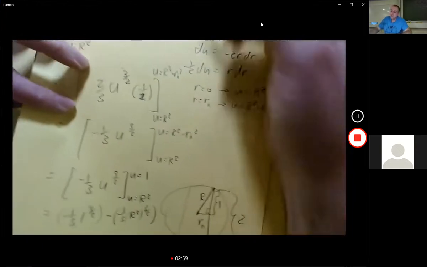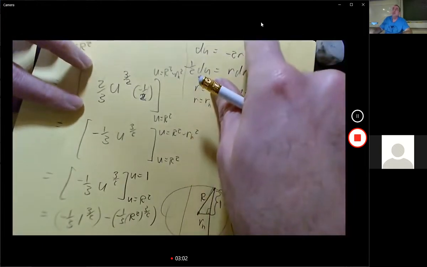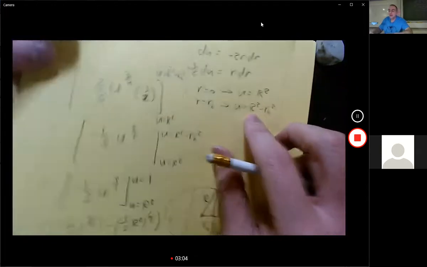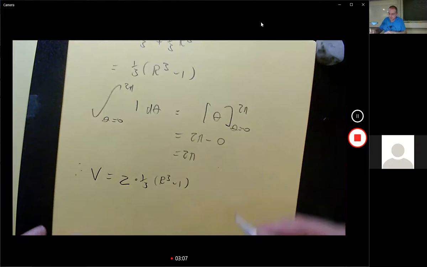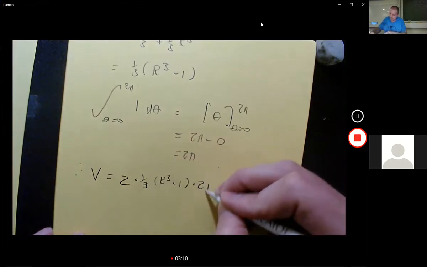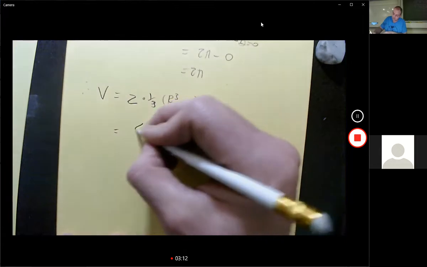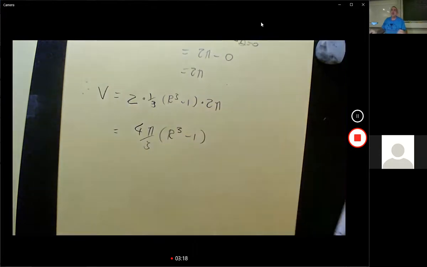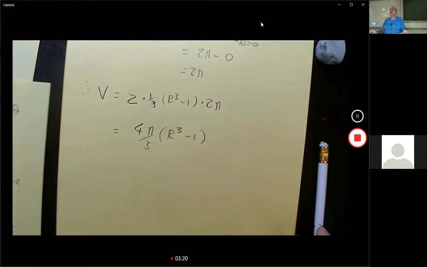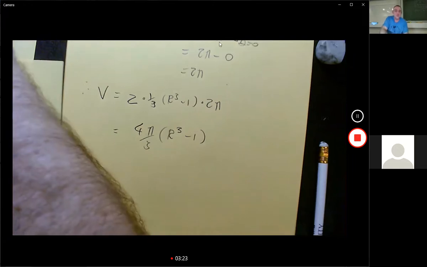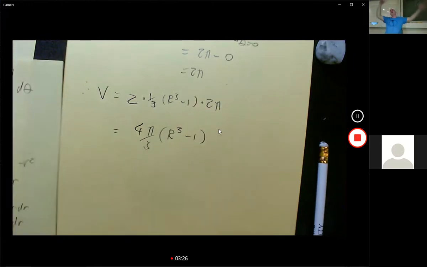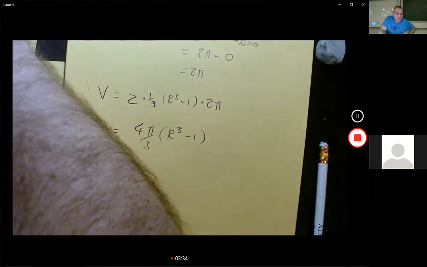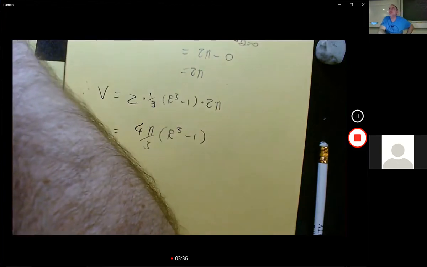Because of the substitution. Yeah, I'm getting there. That's the answer I've got, where R is the radius of the sphere. Oh, but R cubed. No. It's supposed to be independent of the radius of the sphere, isn't it?